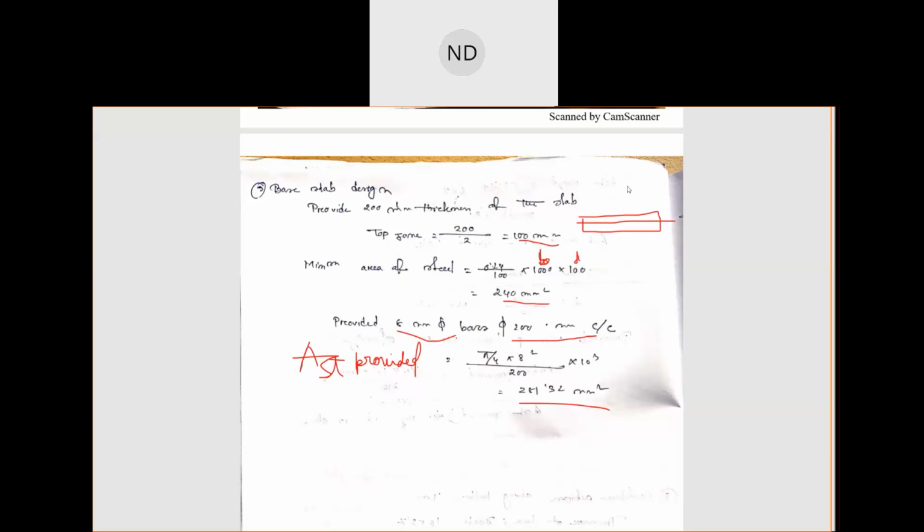This was your base slab at the bottom of the tank. So we'll provide 200 mm thickness of the slab, and then we'll consider the top zone to be 200, since we are taking the thickness to be 200 now. So 100 and 100. The minimum area of steel required is how much? 0.24% of the area, B into D per meter width. So we have 240 mm square minimum area of steel required. Provided area.